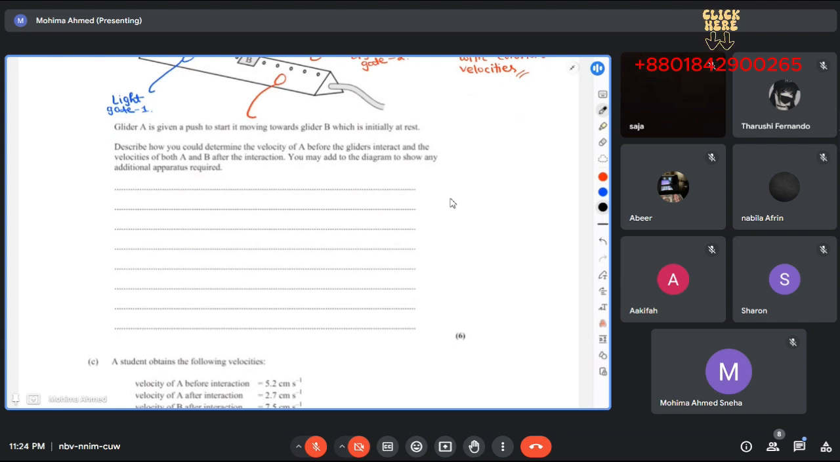And the light gates should be connected to a computer, right? The entire light gates should be connected to a computer. So now, so far we got one, two, three, four marks. And then another mark they will give you for velocity equals length of glider divided by time, right? Time taken from the data logger. That is for 5 marks.